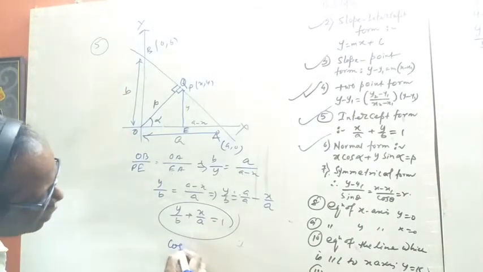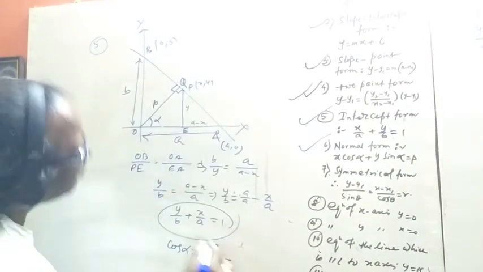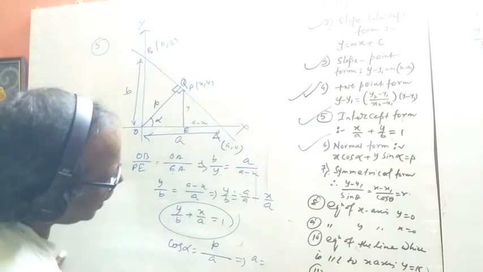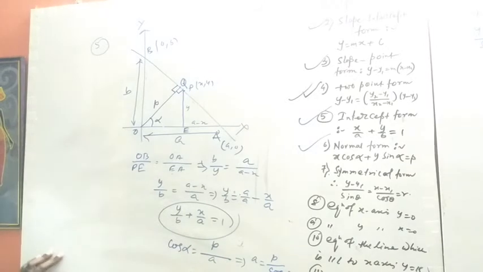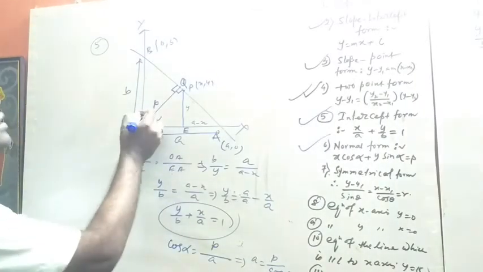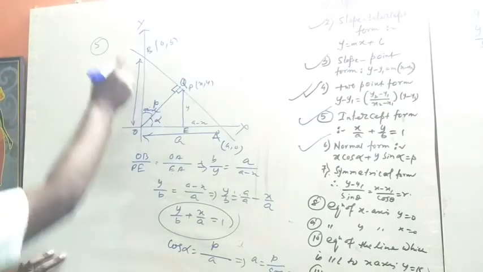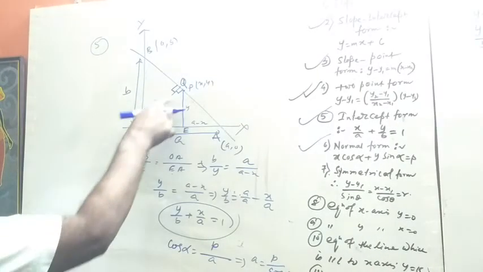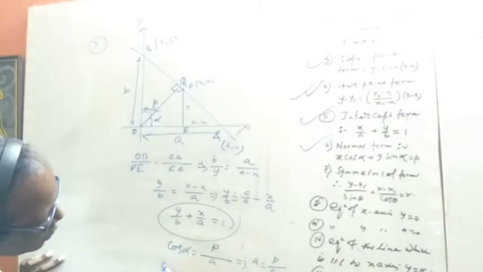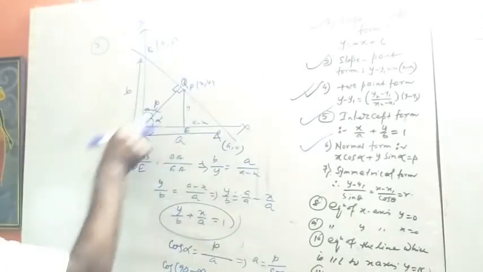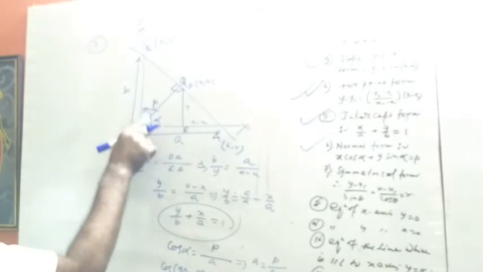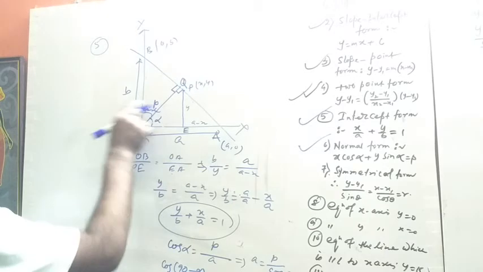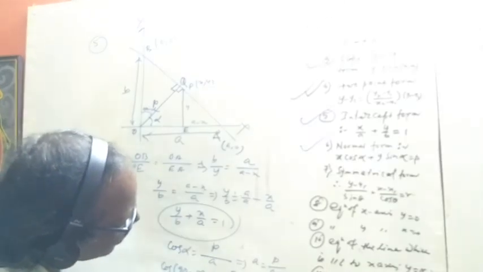So from that we can write cos alpha equals base by hypotenuse, that is p by a. This length is a, so a equals p by cos alpha. Again, if this is alpha, then this is 90 minus alpha. From the right angle triangle OQB, with a right angle here, this is the base, this is the hypotenuse and this is the height. So cos of 90 minus alpha, that is base by hypotenuse, is p by b. Since cos of 90 minus alpha is sin alpha, b is equal to p by sin alpha.